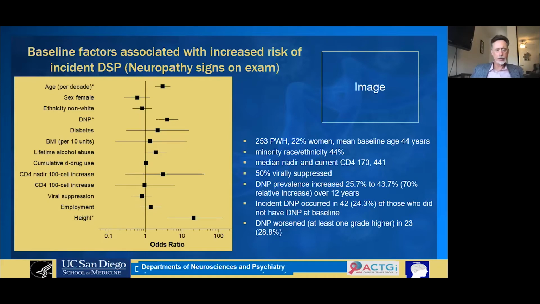On the left here, you can see the risk factors for incident neuropathy signs. I'll look at symptoms in a moment, but the main ones are older age, increased height, which we've known for quite a long time now. Taller people are more likely to show DSP signs on exam. And then the presence of distal neuropathic pain is also a risk factor for incident neuropathy.